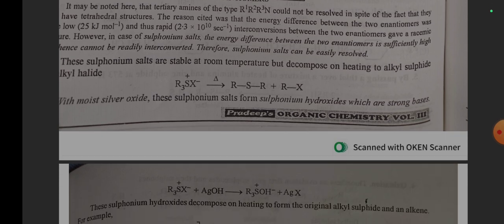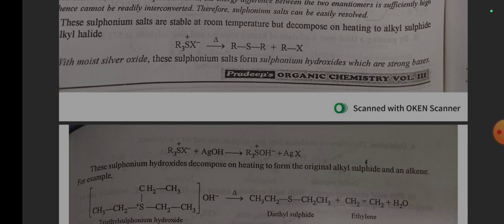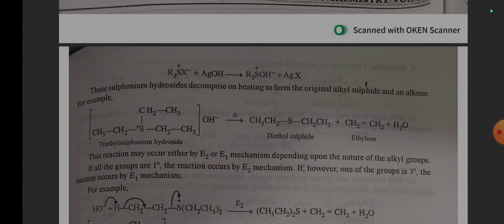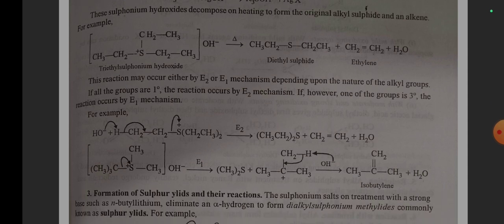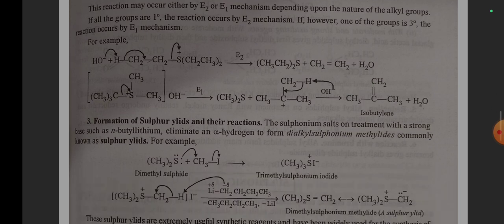With moist silver oxide, these sulfonium salts form sulfonium hydroxide, which is a strong base. These sulfonium hydroxides decompose on heating to form the original alkyl sulfide and an alkene. This reaction may occur either by E2 or E1 mechanism depending upon the nature of the alkyl groups. If all the groups are 1 degree, the reaction occurs by E2 mechanism. If, however, one of the groups is 3 degree, the reaction occurs by E1 mechanism.